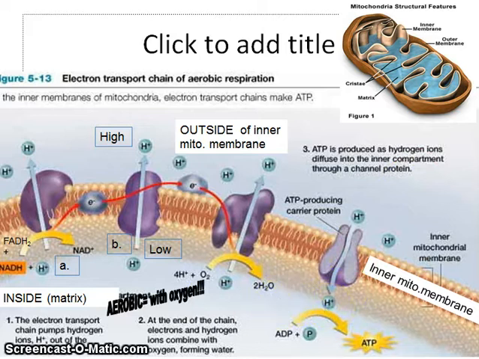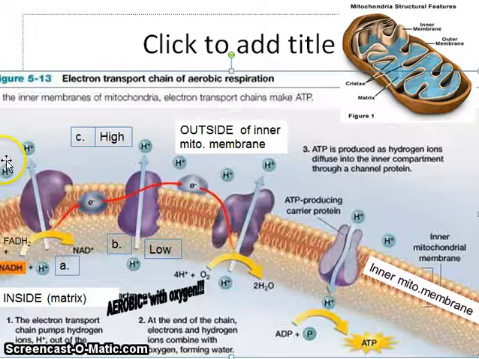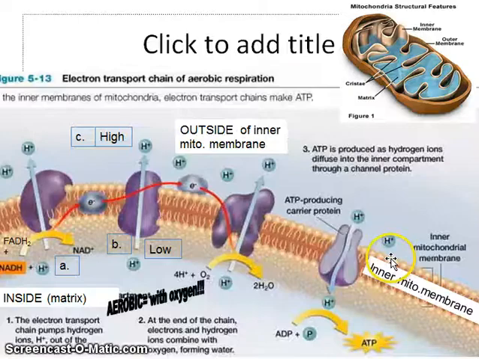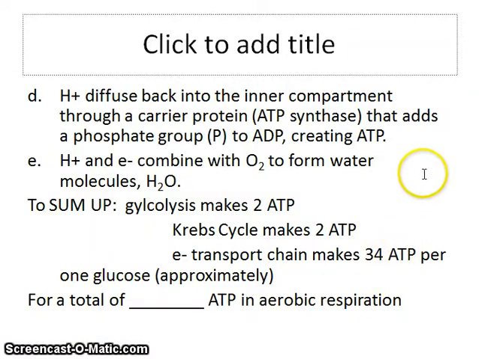So let's label C, which basically is not really a step, but it's kind of the accumulation of hydrogen ions. I'll put them right in the middle of this. Or maybe I should put it by the high concentration so that you can relate that to the reading here. So there's a concentration gradient. What happens next is in letter D. So it's after the picture. We'll go on to letter D.